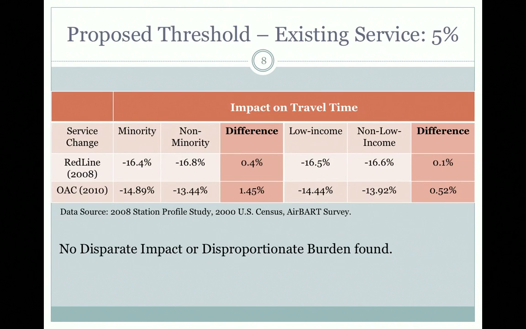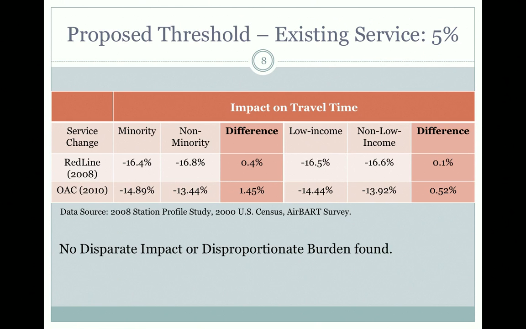The final example we will discuss pertains to service. For major service changes, we will assess whether protected populations or riders are disproportionately impacted. We are proposing a 5% threshold for changes to existing service. When we do a service equity analysis, we do a quantitative analysis of the travel time impacts. The first example shows a major service change that occurred in 2008 along the Red Line, which at the time went from Richmond to Daly City.